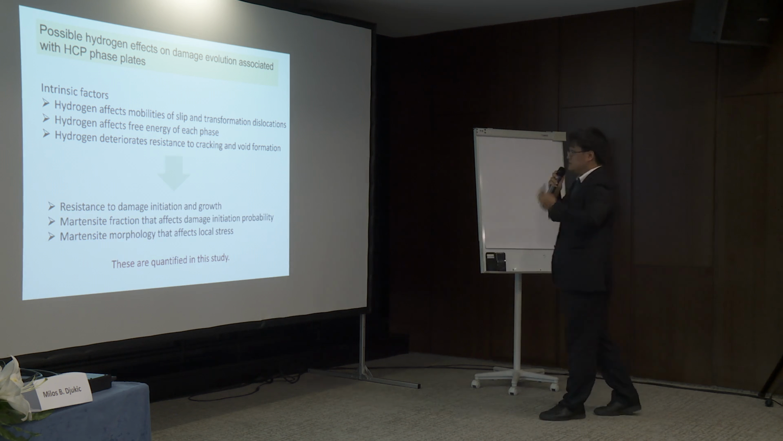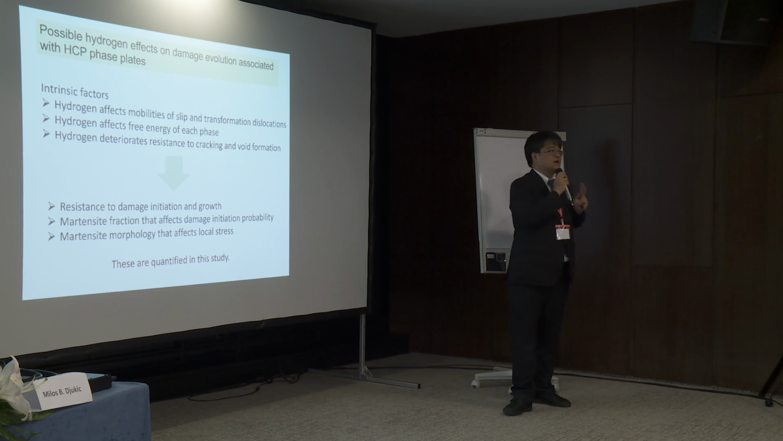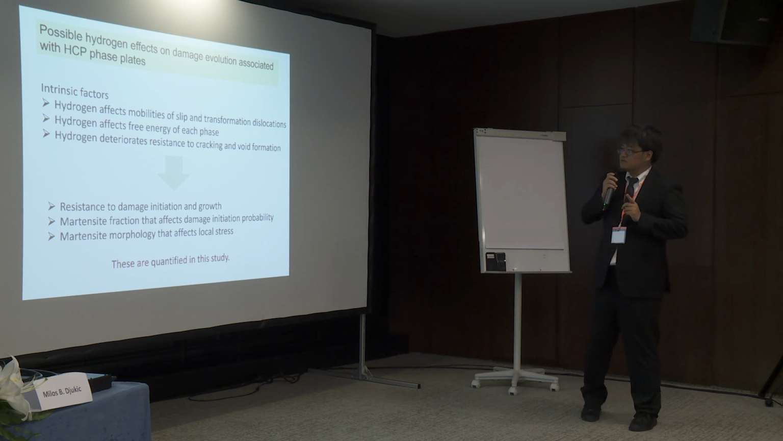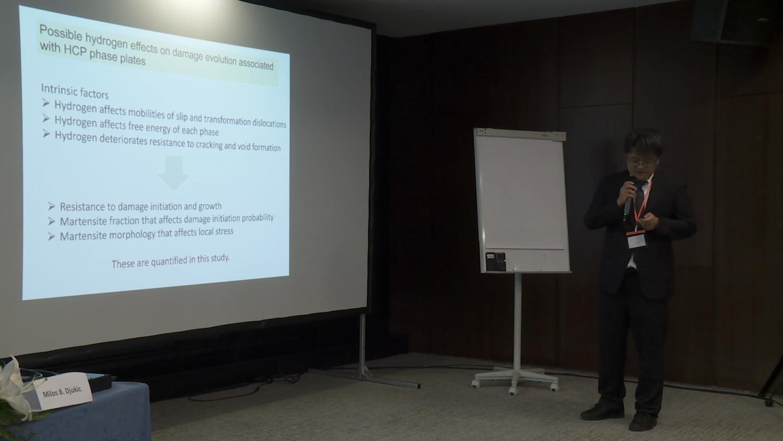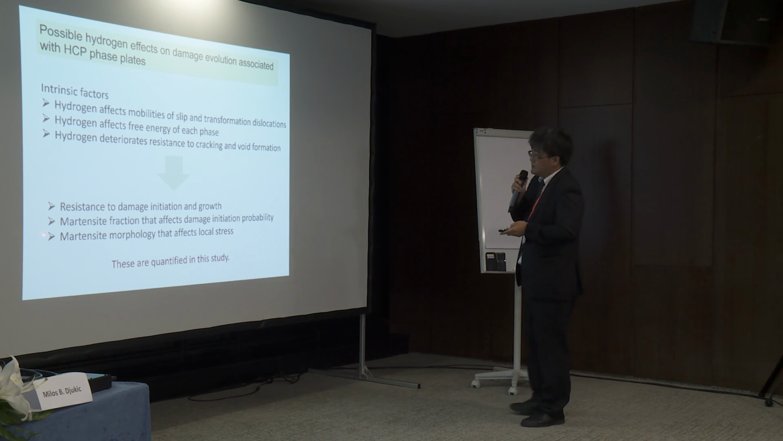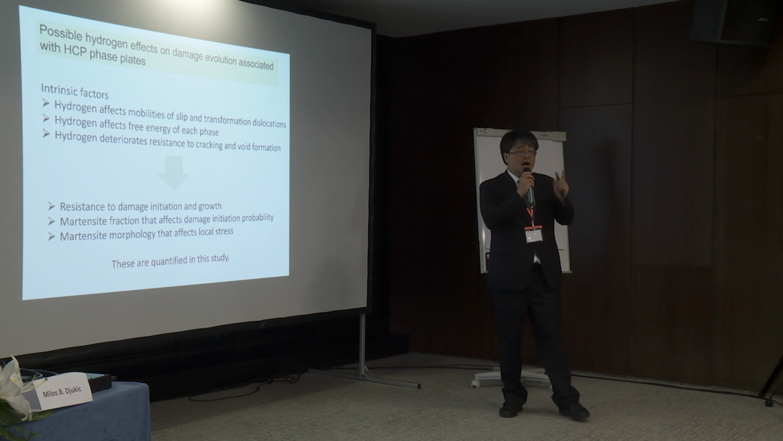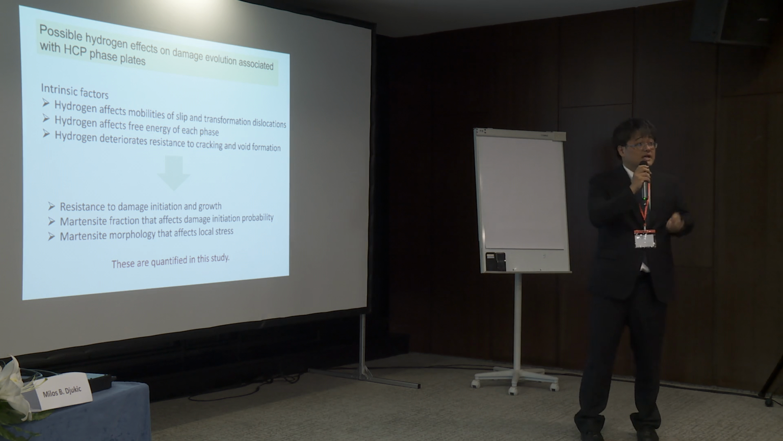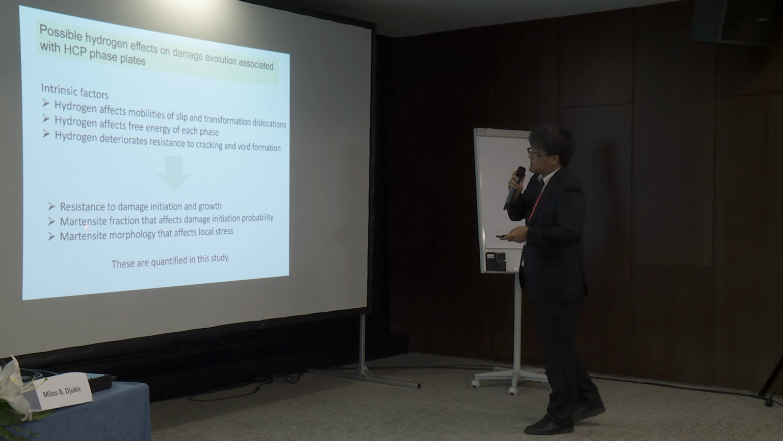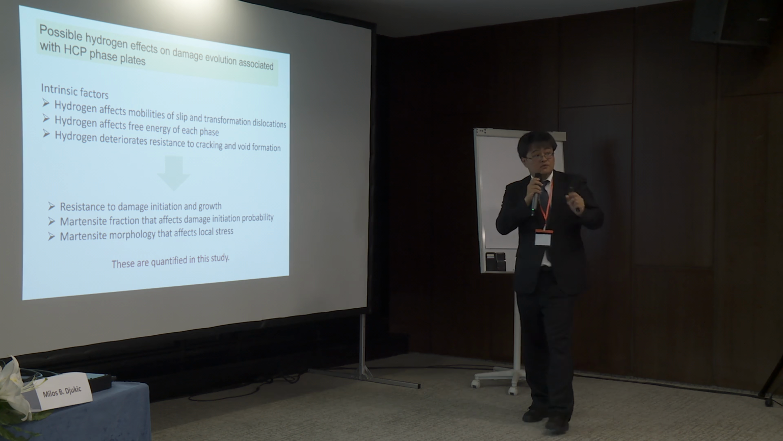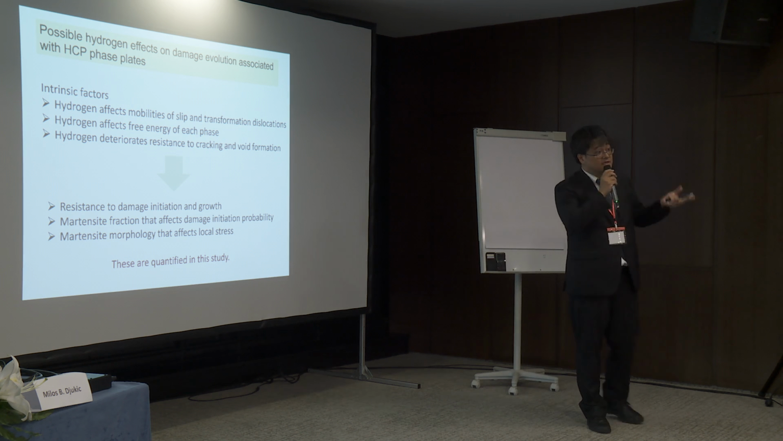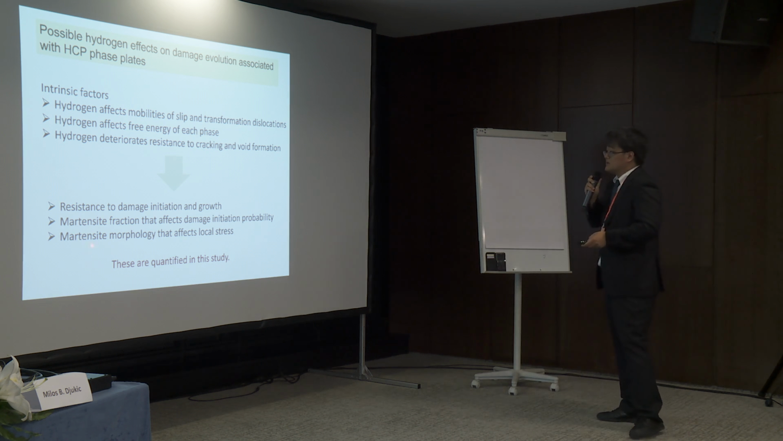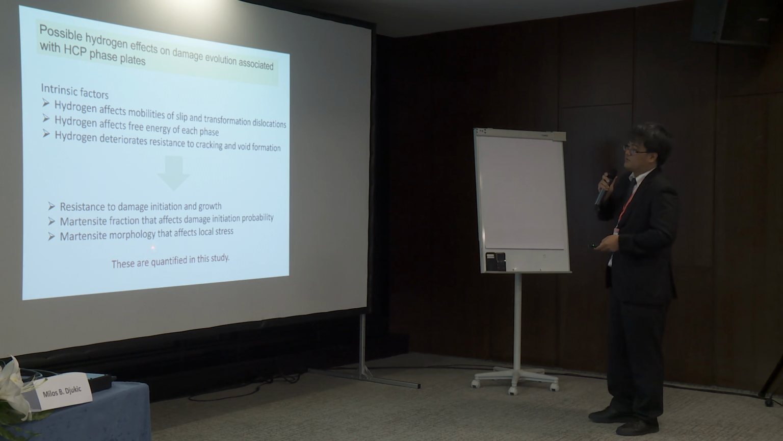Then based on such intrinsic factors, what can we measure? Quantification is always very difficult. In this study, we try to investigate the resistance to damage initiation and growth by counting the number of damages, size of the damage, or area of damage. Then next is the martensite fraction. It can be quantified by XRD or EBSD. It's not so difficult.